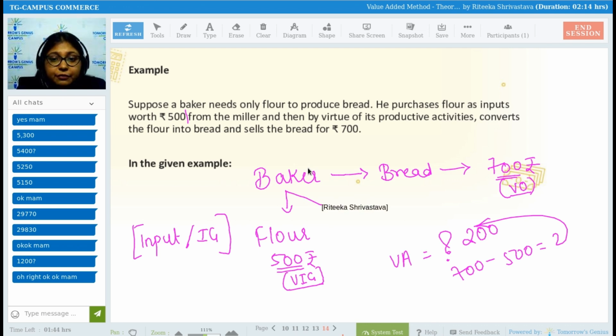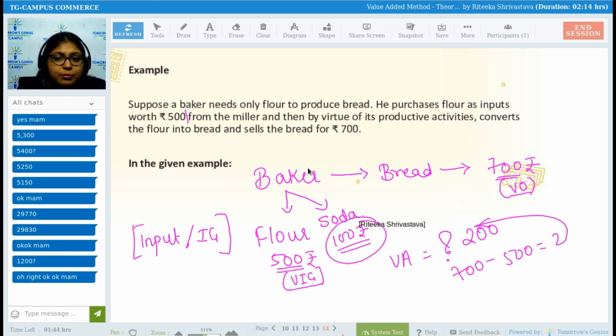Now suppose with flour, he might have also taken, say, baking soda for 100 rupees. Then this would have also been the intermediate consumption. So this should also be reduced. So 700 minus 500 minus 100. Whatever answer you get is the total national income using the value added method.